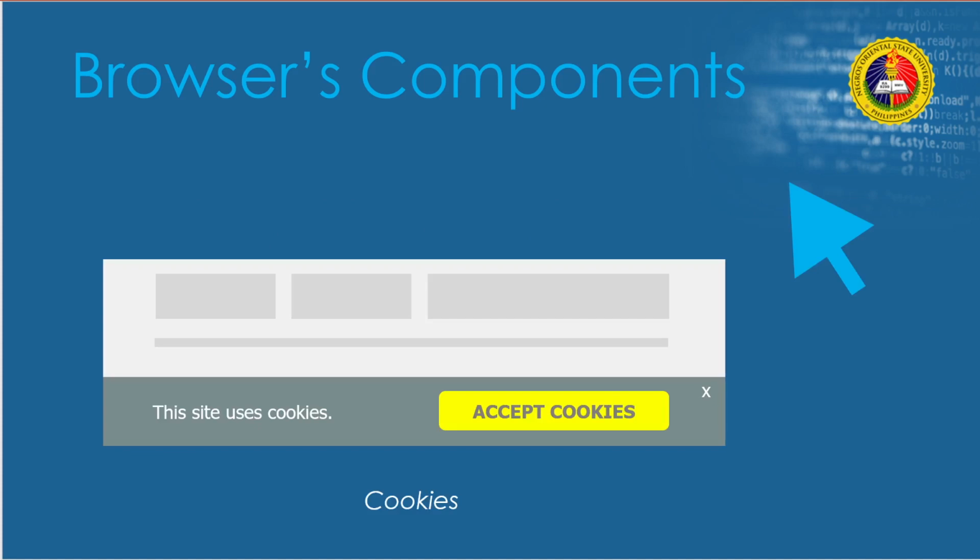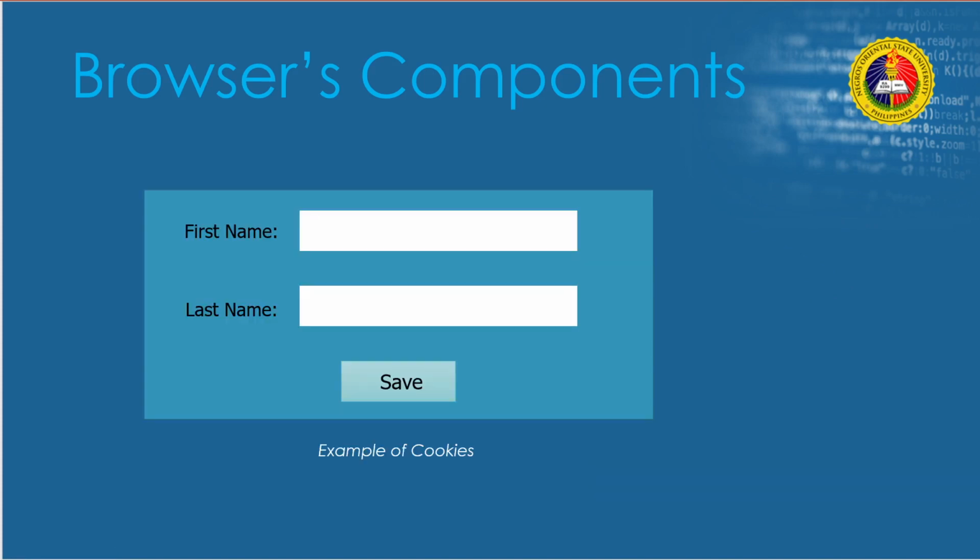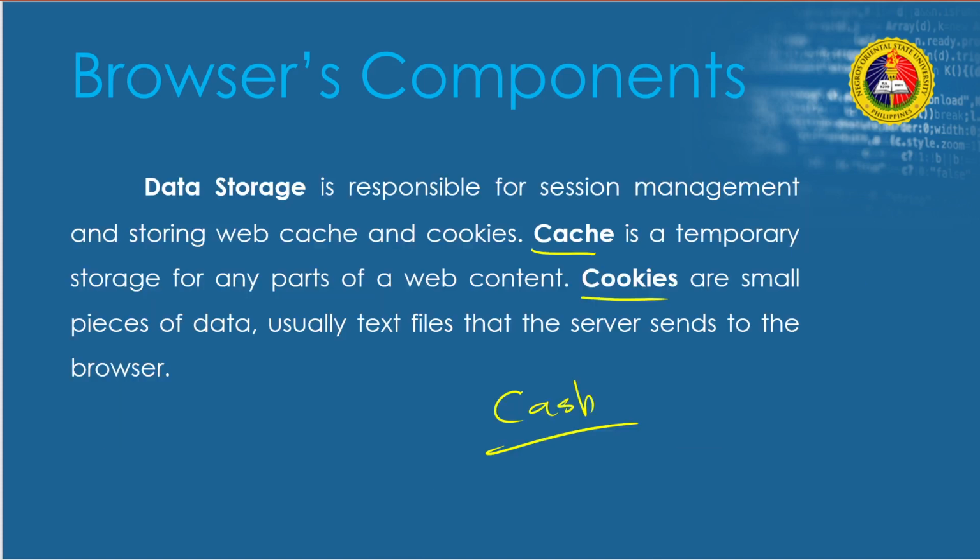for example, when you visit a website, we usually see this: this site uses cookies. And sometimes it will give you an option to accept or close. But sometimes you have no choice but to accept the cookies. What happens if you accept the cookies? For example, as we discussed last time, one example is forms. Right? Because it is a text file. Going back to the definition, text files.